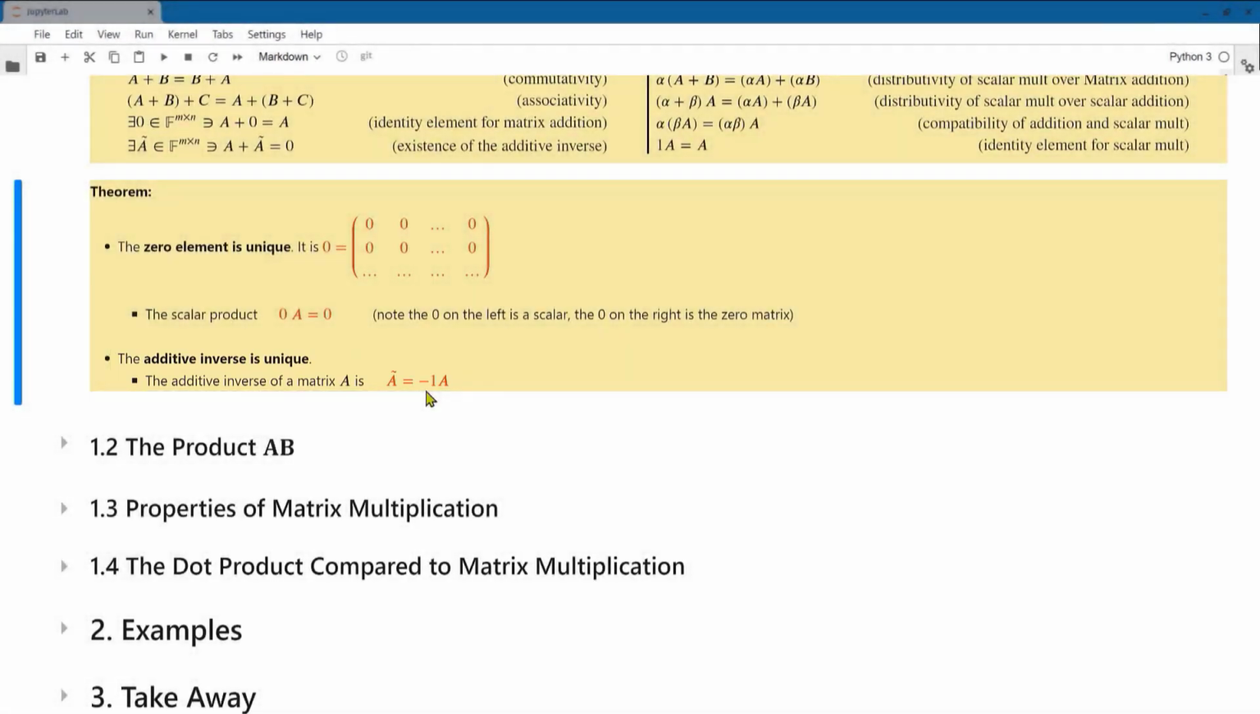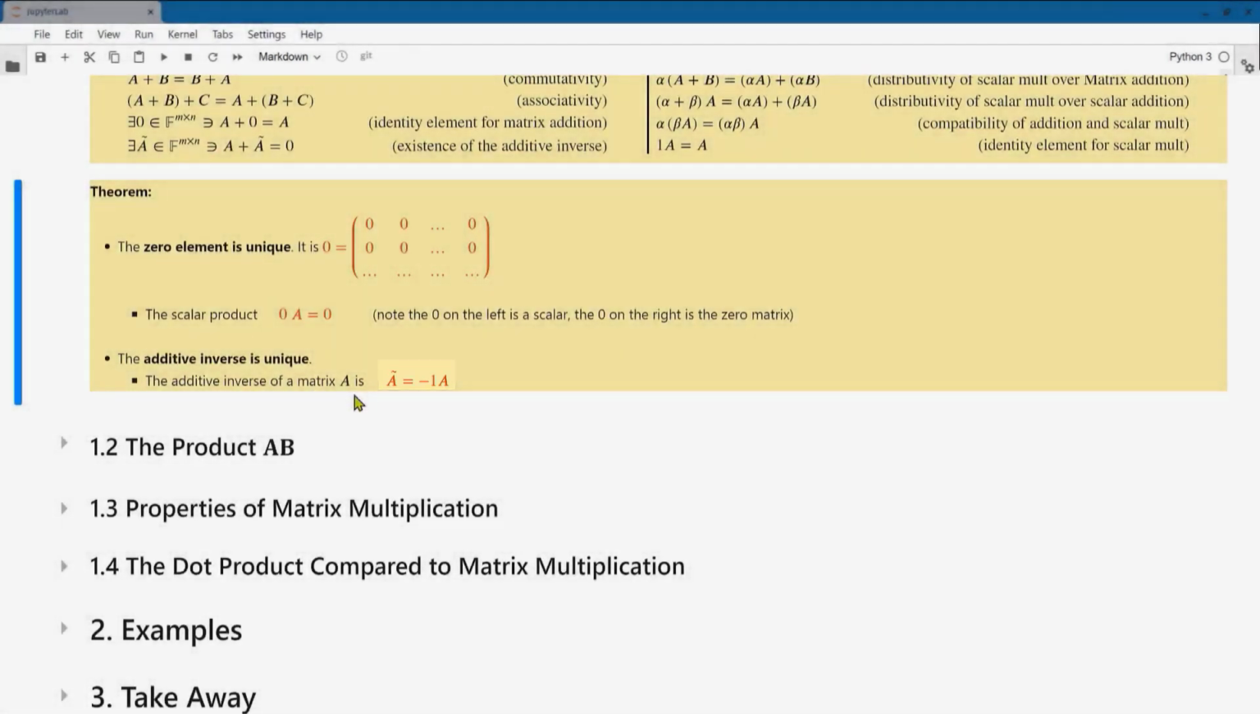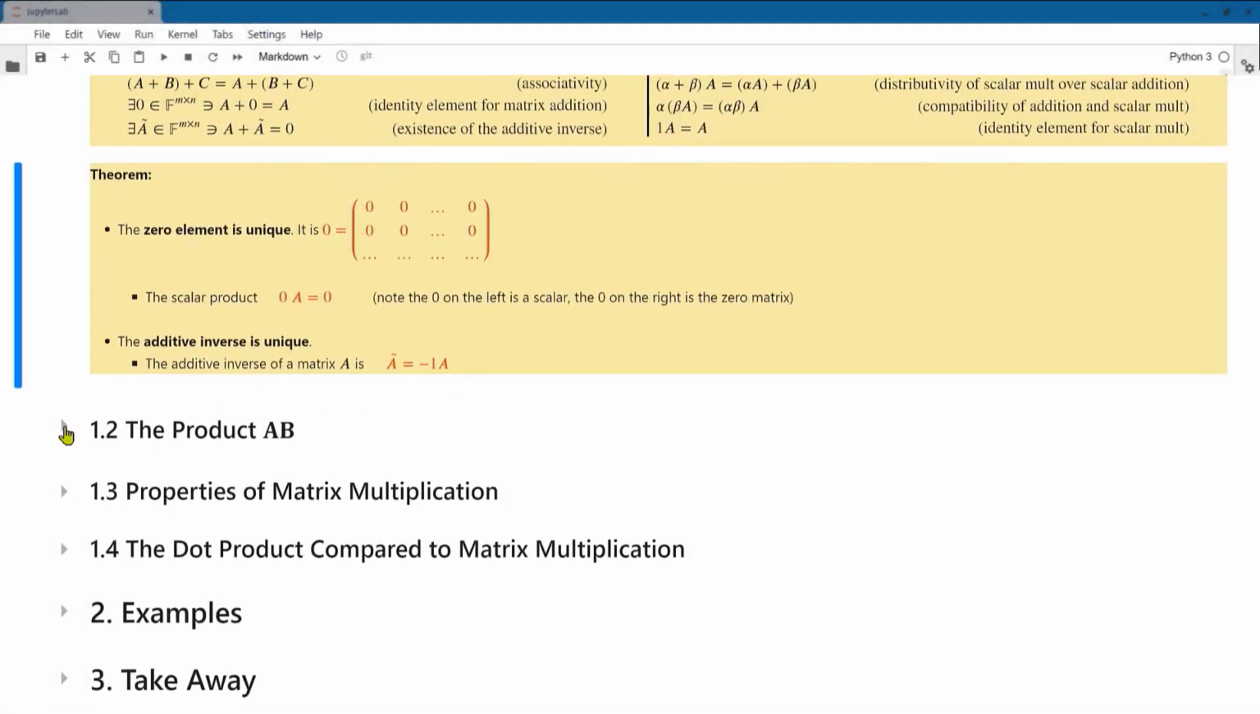So we actually have three scalars that are important here. 1 times A is equal to A, 0 times A is equal to the 0 matrix, and minus 1 times A is the additive inverse. So A plus minus 1 times A is equal to the 0 matrix.